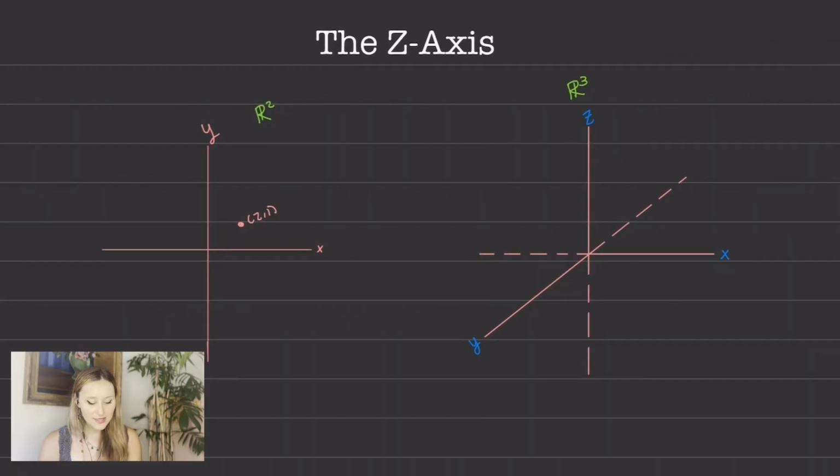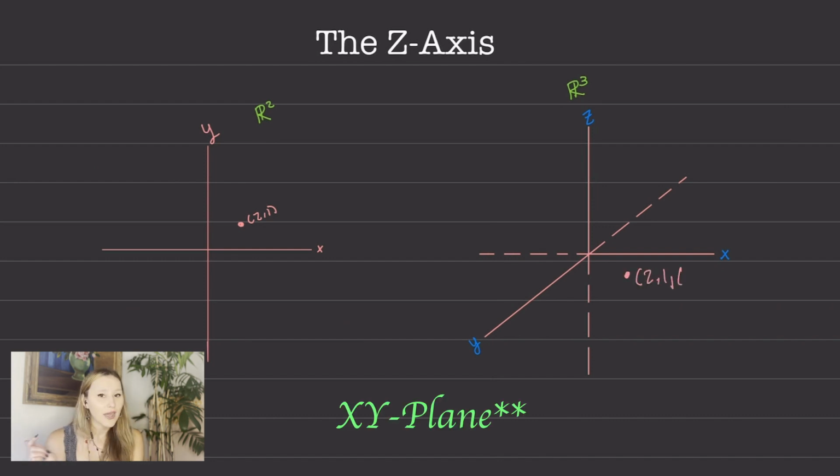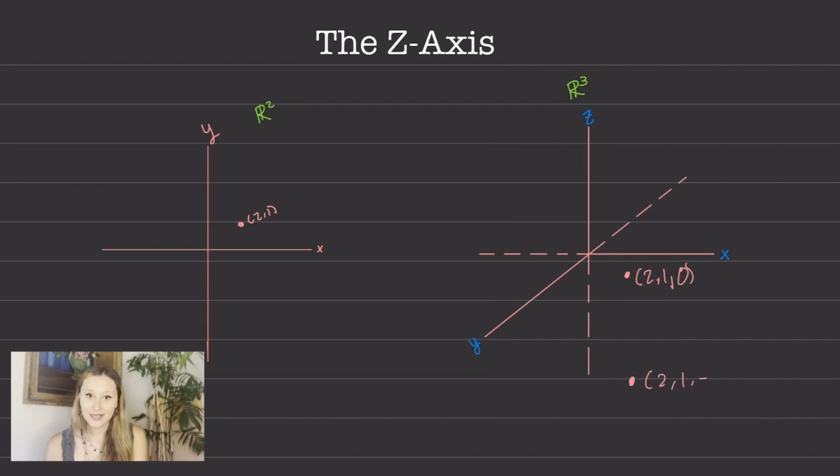So for any point, let's say (2, 1), this is how we could visualize that with the 3D graph. If it's landing on the xy plane, it would be located at (2, 1, 0). Or it could land on (2, 1, -10), for example. So it could be anywhere in that z direction.